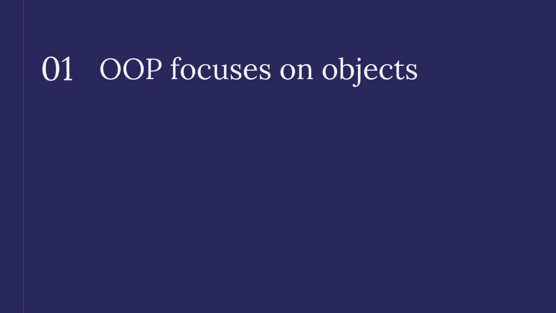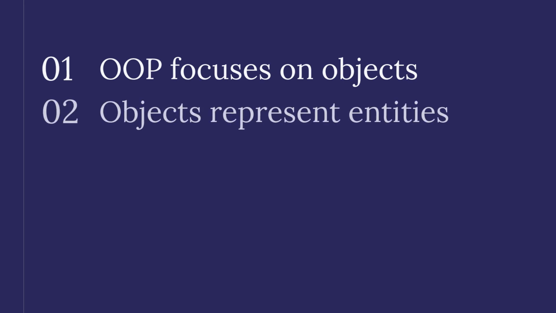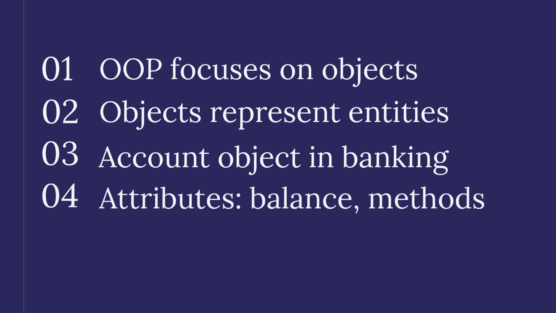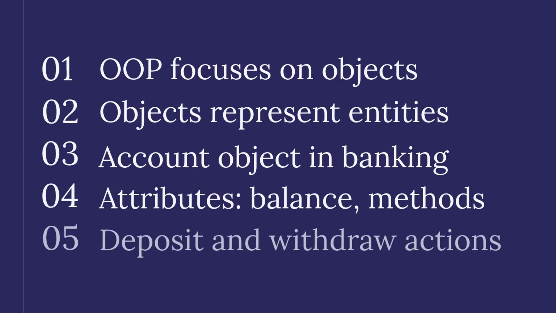OOP structures software design around objects, not functions. Objects represent real-world entities with properties and behaviors. For instance, an account object in a banking program might have attributes like balance. It might also have methods like deposit and withdraw. This organization makes code more maintainable and understandable.